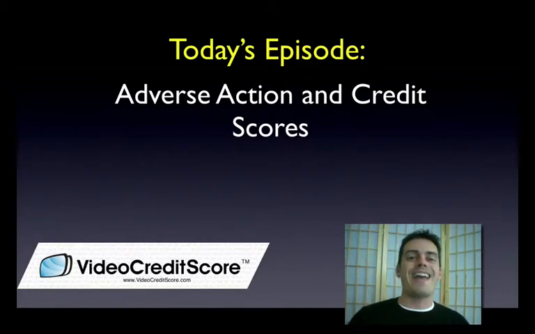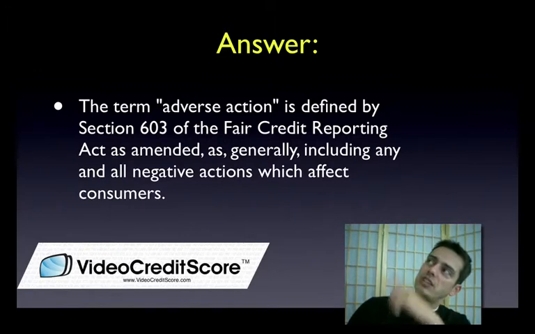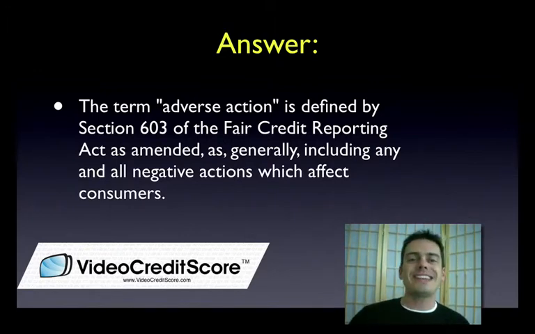Today we're going to talk about adverse actions and credit scores. And what's an adverse action? So an adverse action is, see all these fancy words right here? Well, it's basically a negative action that's taken against the consumer. It's the opposite of what a consumer was expecting.